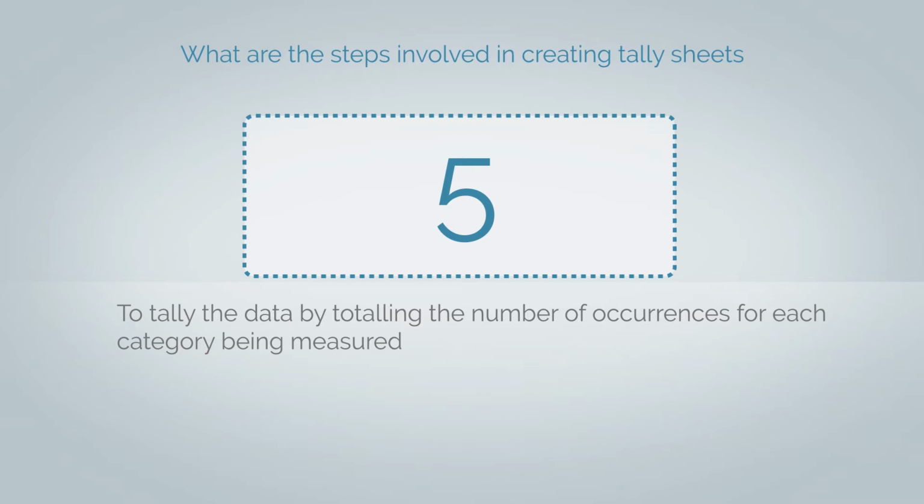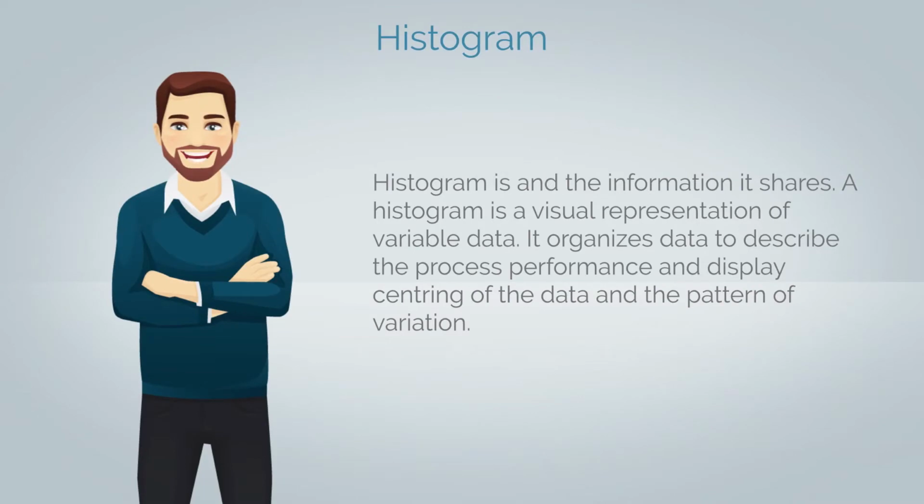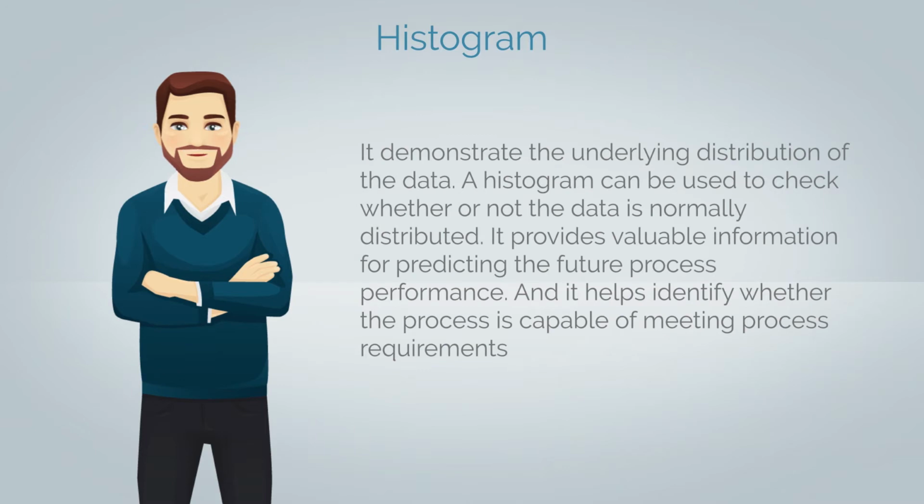The next basic quality tool that we will discuss is the histogram. Let me describe what a histogram is, and the information it shares. A histogram is a visual representation of variable data. It organizes data to describe the process performance, and display centering of the data and the pattern of variation. It demonstrates the underlying distribution of the data.